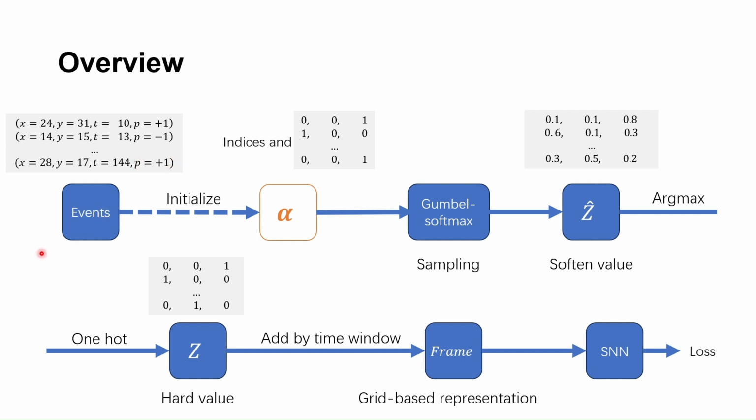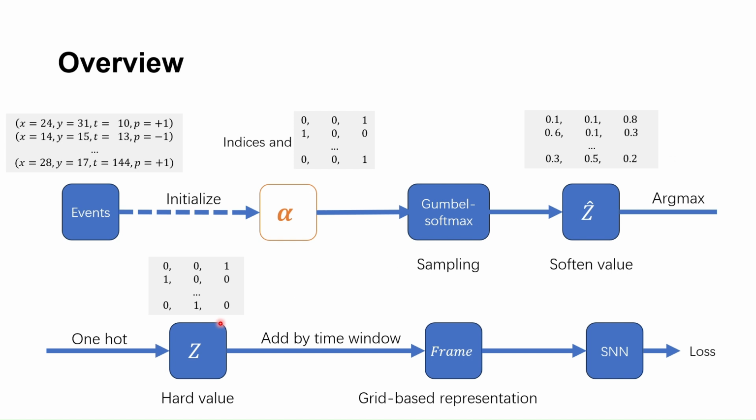We start with the original event stream and separate the indices and the polarity information. A three-dimensional data structure is used to represent positive and negative polarities, where 001 is for positive, 100 for negative, and 010 for no event. Then we use Gumbel softmax sampling to obtain the soft value, which allows polarity change during the sampling process, just like this polarity.